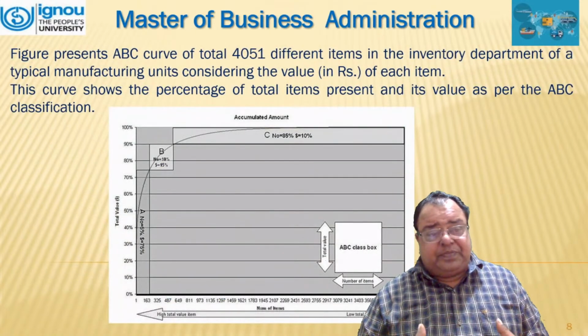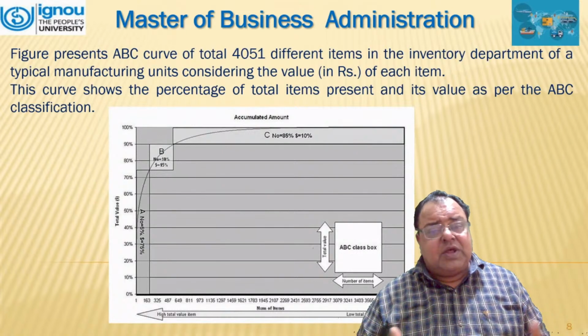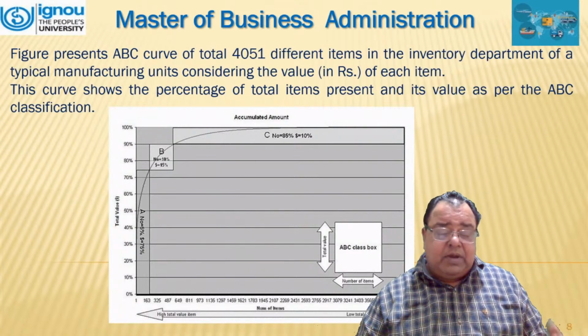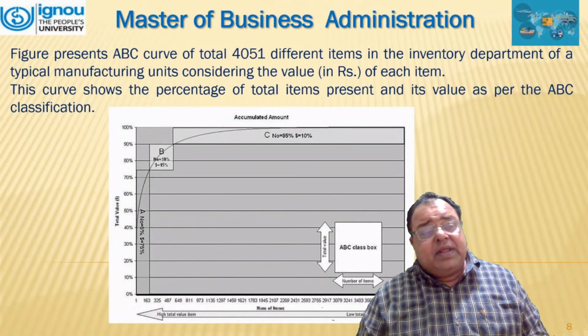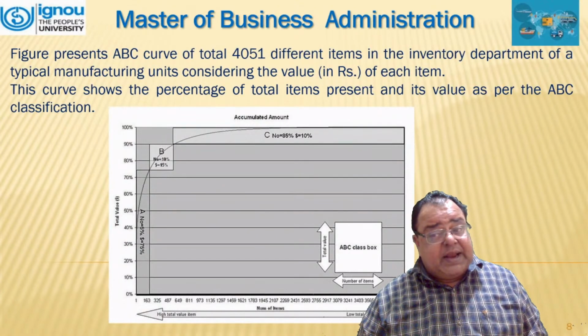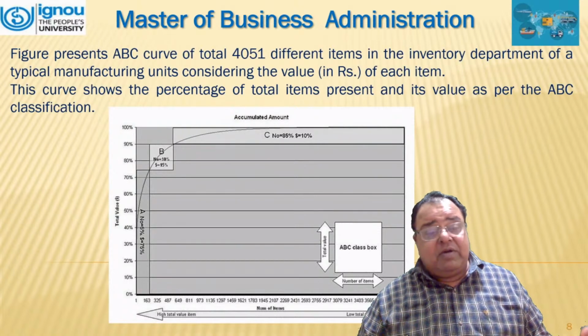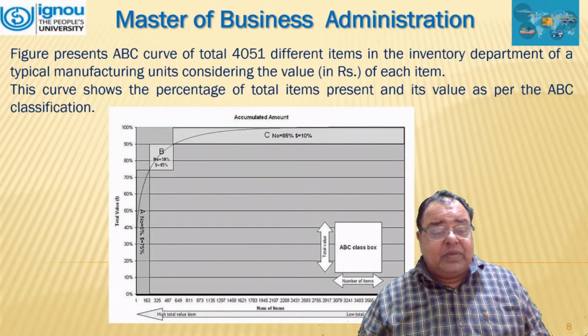This figure shows the ABC analysis or ABC curve of a total of 4,051 different items in the inventory department of a typical manufacturing unit, considering the values in rupees for each item. The curve shows the percentage of total items present and their value as per the ABC classification. On the x-axis, we have taken the number of items, and on the y-axis, we have taken the total value in percent.